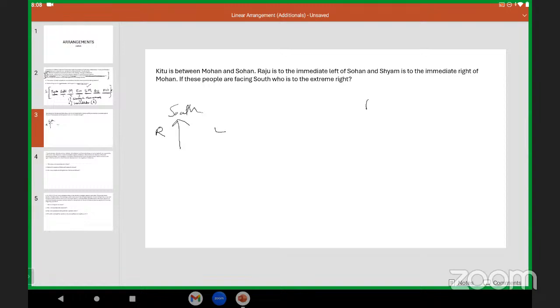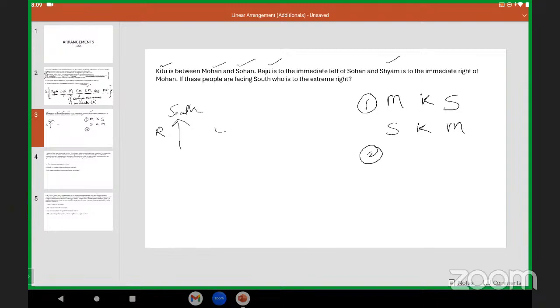First, Kitu, we will denote him by K. Kitu is sitting between Mohan and Sohan. So this can be in two ways. He can either sit between Mohan to his right side or to his left side. So second condition is Raju is to the immediate left of Sohan. Okay, Raju. So how many people do we have right now? Mohan, Sohan, Kitu, Raju, and Sham.